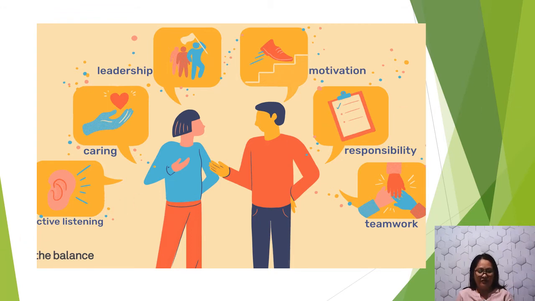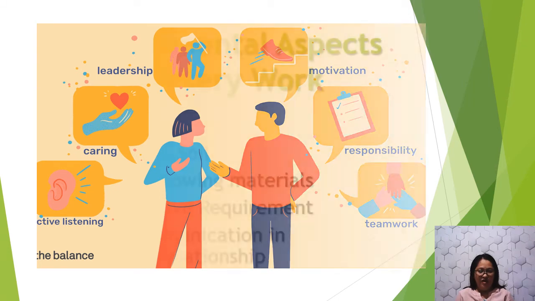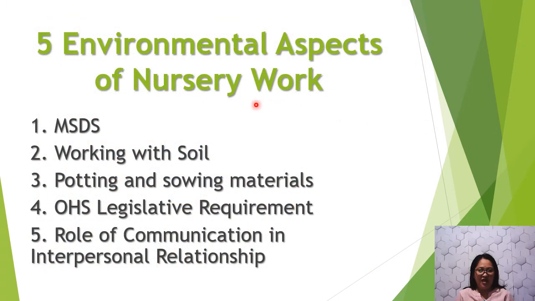Going back, we have 5 environmental aspects of nursery work. Number 1, MSDS. Number 2, working with soil. Number 3, potting and sowing materials. Number 4, OHS legislative requirement. And number 5, role of communication in interpersonal relationship.